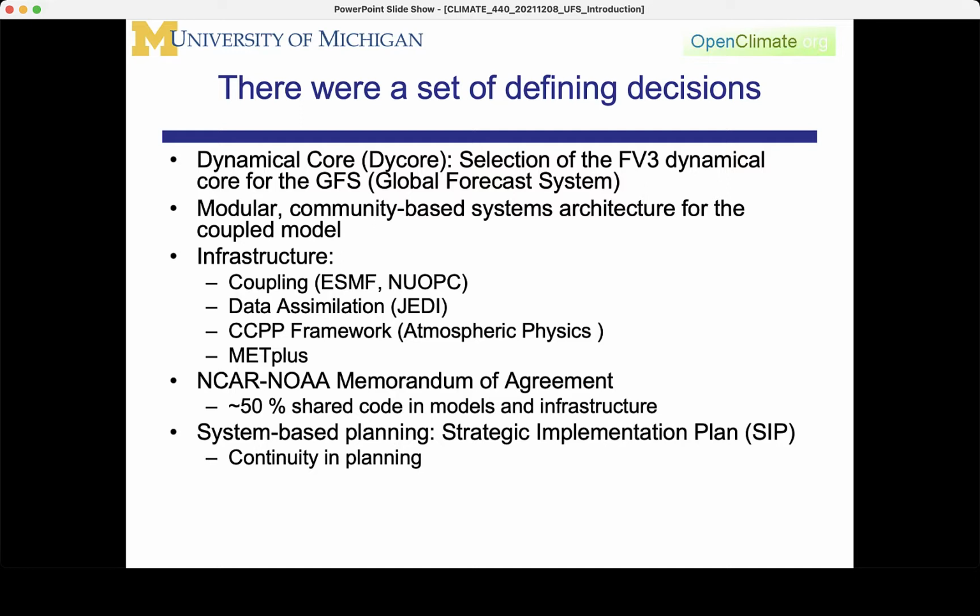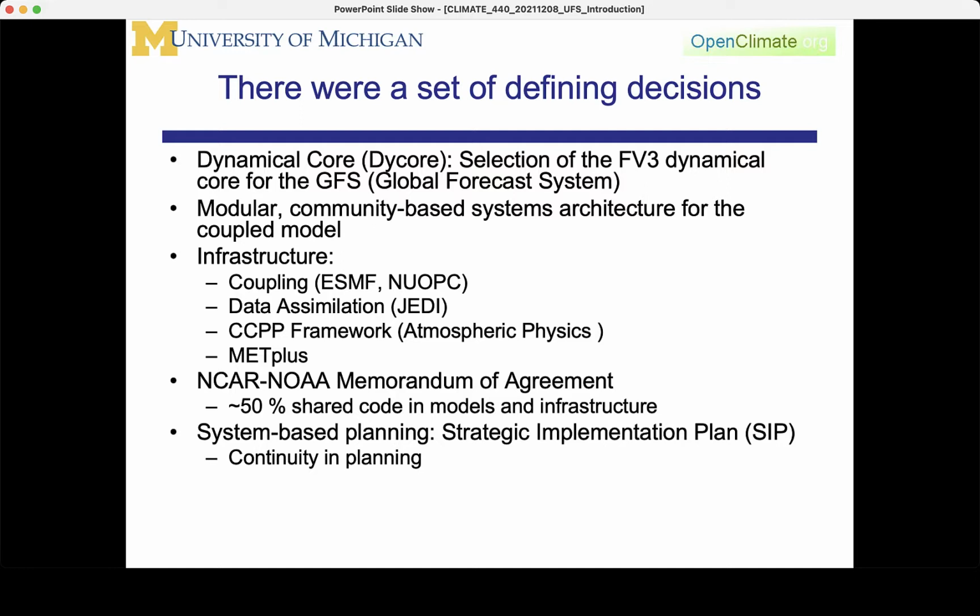A decision was also made to have a modular, community-based systems architecture for the coupled model. This architecture followed after many years of investments by several agencies in the development of coupling infrastructure. The decision was also made to adhere to a set of infrastructure decisions, which included that coupling infrastructure from ESMF and NOAA. ESMF being the long-lived activity called the Earth System Modeling Framework. There was data assimilation infrastructure, which was being developed in a program known as JEDI, which was under the auspices of the Joint Center for Satellite Data Assimilation.